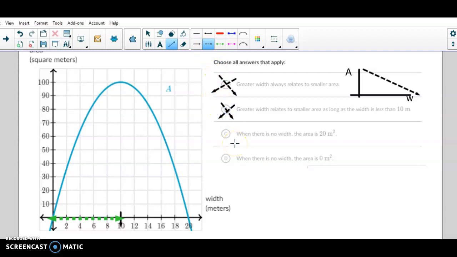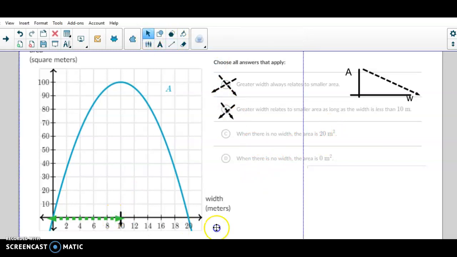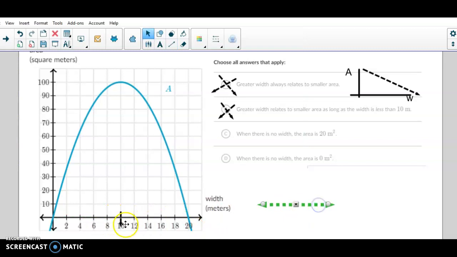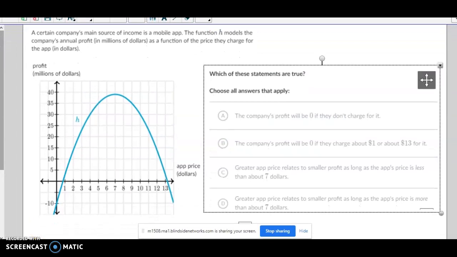Okay? All right. When there is no width, the area is 20 meters squared. Let's look at that. So no width, where would that be on our graph? So let's get rid of this because we were talking about 10. All right. When there's no width, no width would be right here. It would be right when the width is 0, right here. And at that point, when the width is 0, it matches up with 0. So when there is no width, the area is not 20 meters. It's actually 0 meters. This is not right. This would be the right answer for that. It would be D.